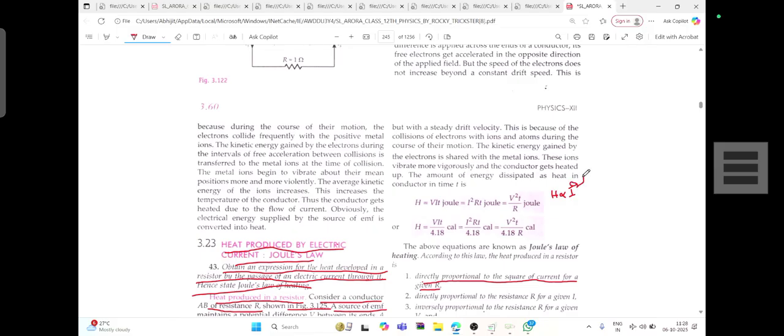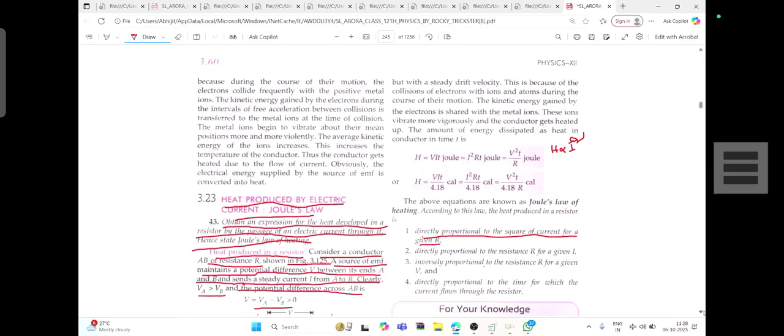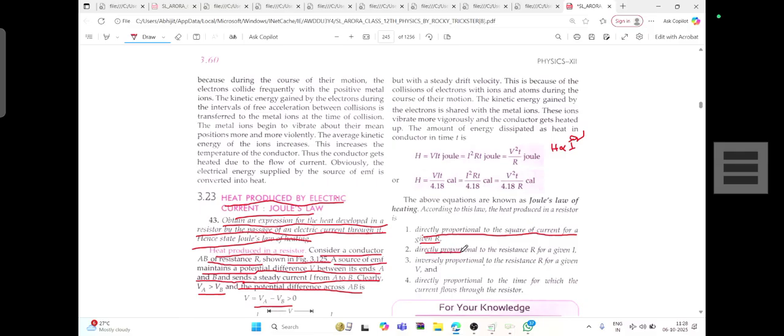It indicates that. What is said after this? It is said: and directly proportional to the resistance R for a given I, inversely proportional to the resistance R for a given V, and directly proportional to the time for which the current flows through the resistor. That means it is directly proportional to R.